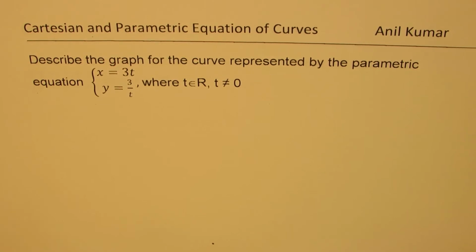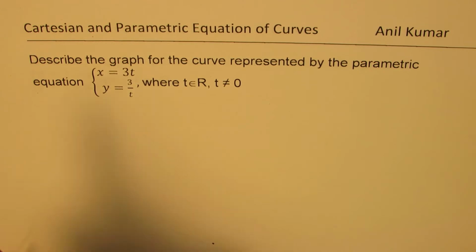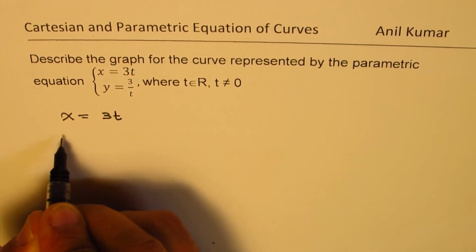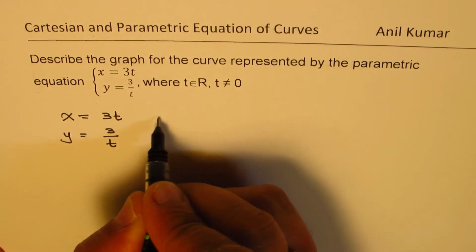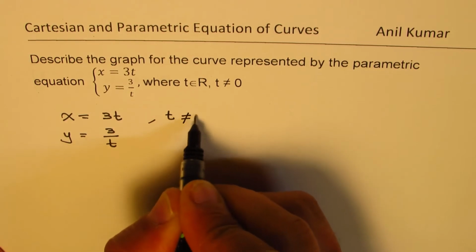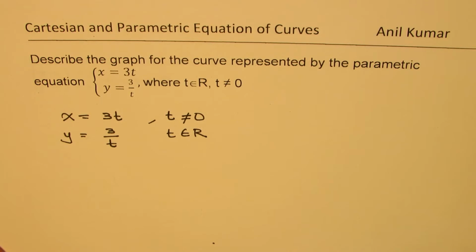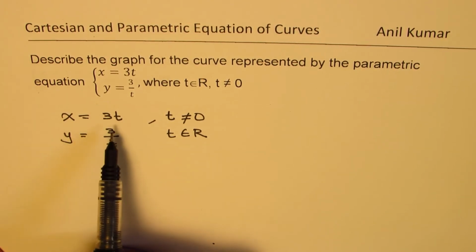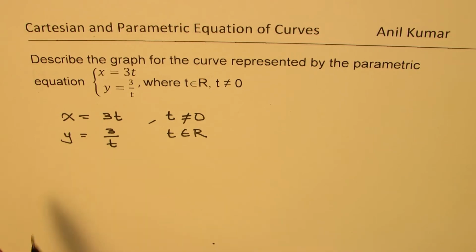So I hope you must have got what type of graph this is. Here we are given the equation as x equals 3t and y equals 3 over t, right? And we are also given that t is not equal to 0 and t belongs to all real numbers. So the strategy which we can adopt is basically we need to somehow get rid of that parameter t to get a Cartesian equation, right?